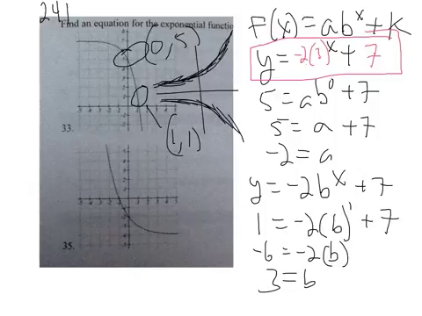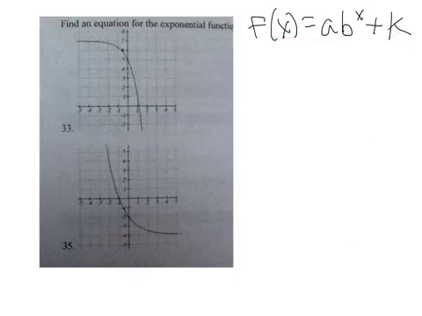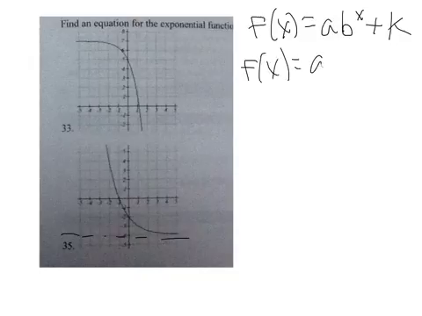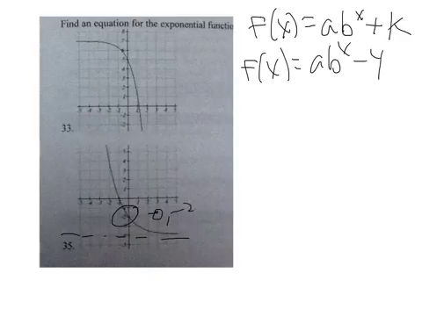You can look at the answer in the book to see that, but they have some pretty good walkthroughs. So I'll come back and do number 35 now. In this one, I see the horizontal asymptote has been shifted down to y equals negative 4. So that tells me f of x equals a times b to the x minus 4. Notice that's the first thing I'm doing, finding that horizontal asymptote for these exponential functions. And then what do we have? We have that point there, (0, negative 2).